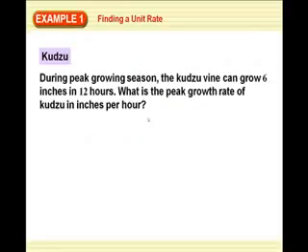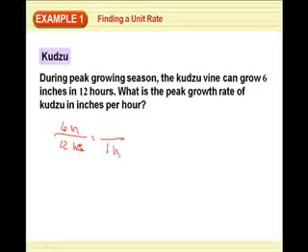Kudzu? I don't know what that is. It says during peak growing season, the kudzu vine can grow 6 inches in 12 hours. Right away when I see that, I see 6 inches in 12 hours. I'm going to write that as a ratio. Actually, it's a rate, not a ratio, because I have inches and hours. What is the peak growth rate in inches per hour? They want us to write it as a unit rate.